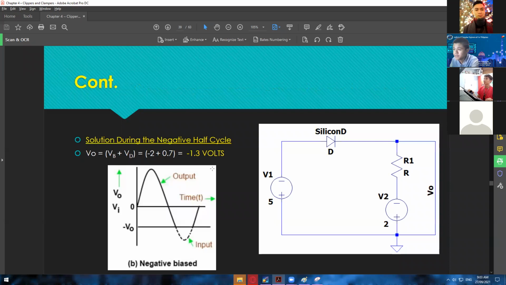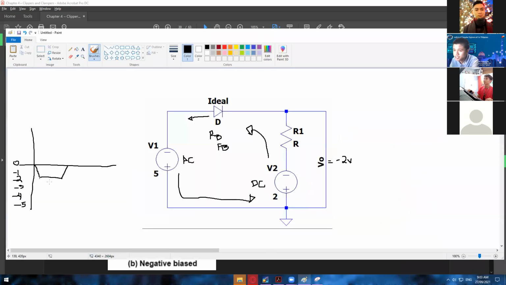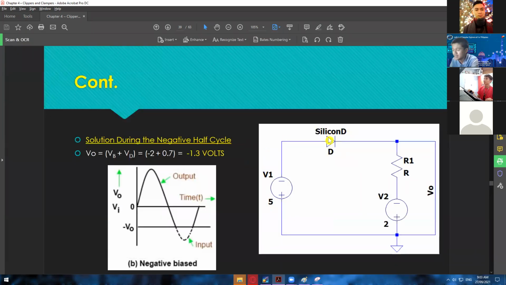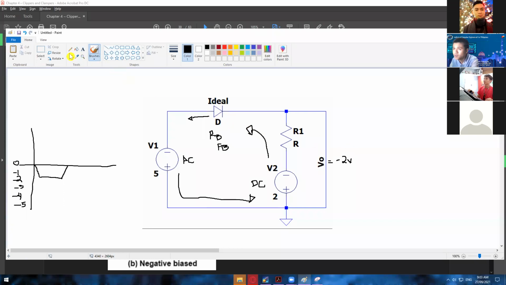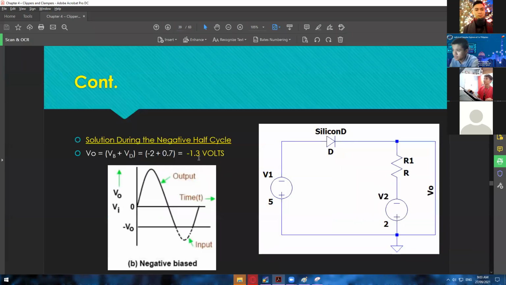And then during the negative half cycle, same explanation, just like what we have in here. During the VI wherein it's lesser than VB, we have a flow of current which is this -2 volts. But since we are now talking about the silicon, the non-ideal, we have to deduct that one. So plus 0.7 volts is equal to -1.3 volts. Okay, so that's how we got this value right here, -1.3.